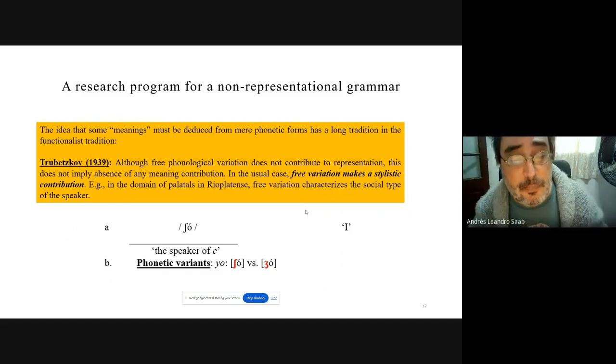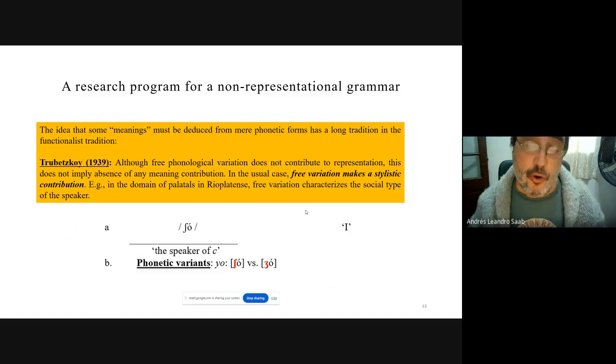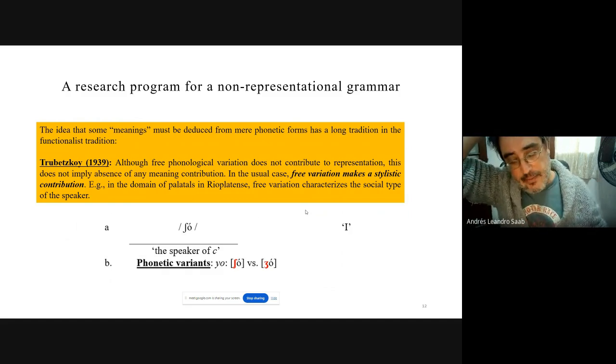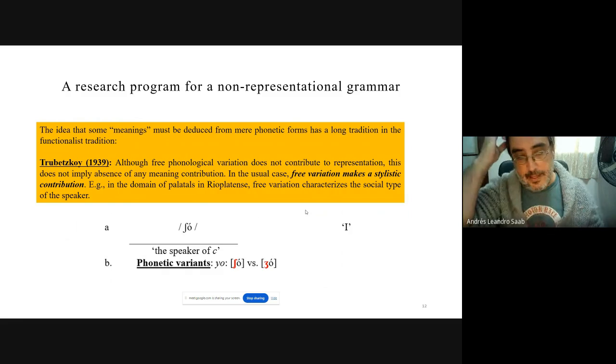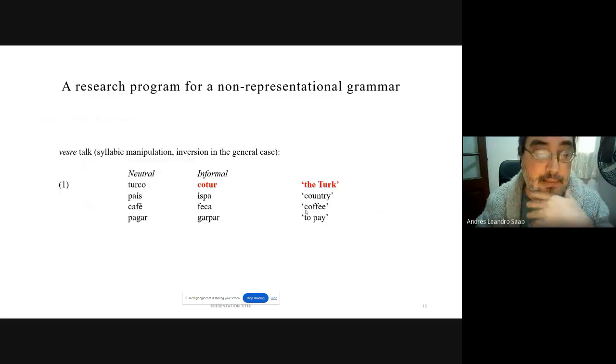For instance, in the domain of palatals in Rioplatense Spanish, free variation characterizes the social type of the speaker. So, for instance, if you say "yo" with the voiced palatal, then you can get a flavor of the social class or social origin of the speaker, right? So this type of social meaning, of course, can only arise at the PF branch of the grammar, right? This is something very classic.